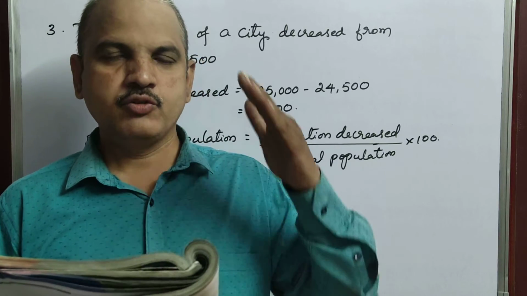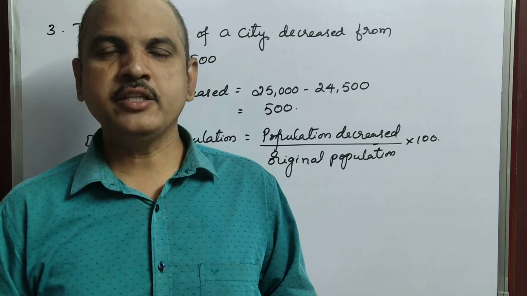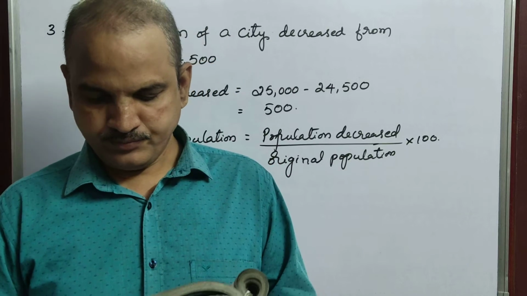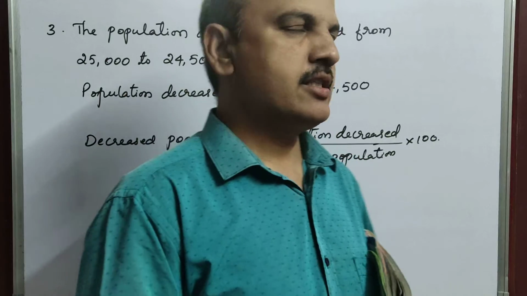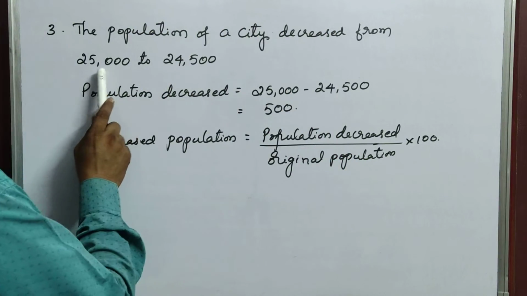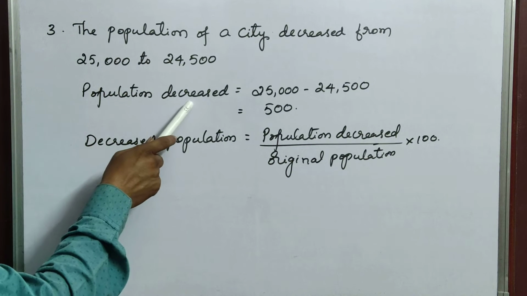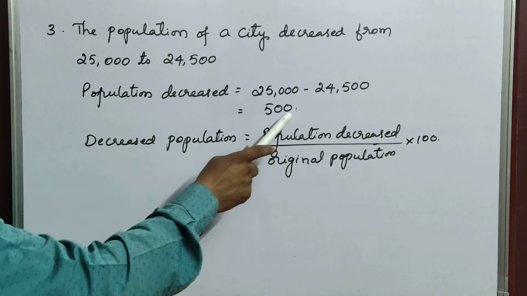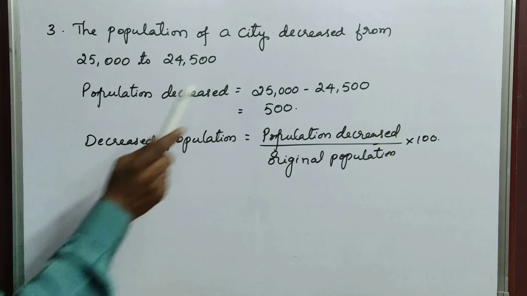Means it was first 25,000, then it was decreased to 24,500. That means first we have to find the difference, how much the difference is. Then it is asking to find the percentage decrease. Okay, see here, the population of a city decreased from 25,000 to 24,500. So how to find out? That is nothing but population decrease, because it was decreased now. So find the difference between them. So it is 500. Okay, the difference between them is 500.